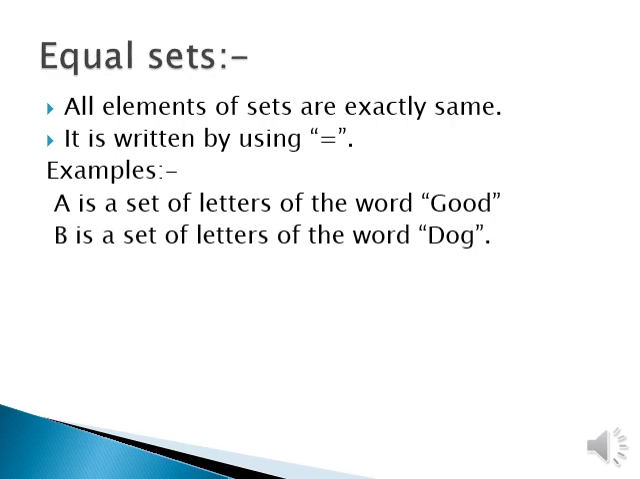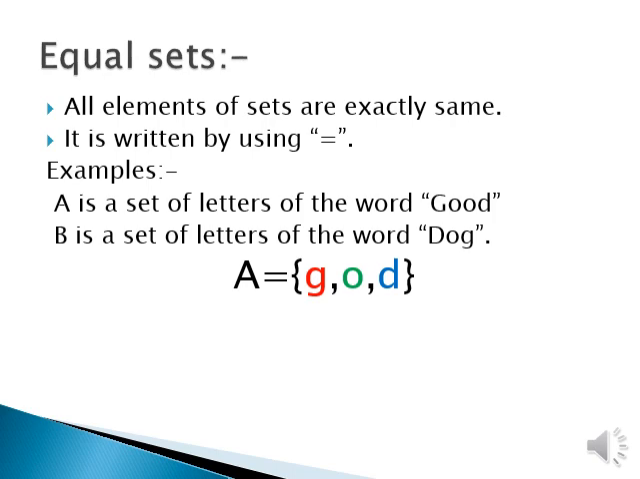B is a set of letters of the word dog. Now, both the sets are having different conditions. But if we write the elements in the listing method, A will be the set of letters of good, that is G, O, D. Here we are going to write O only once, because we have discussed before that repeated letters we have to write only once.